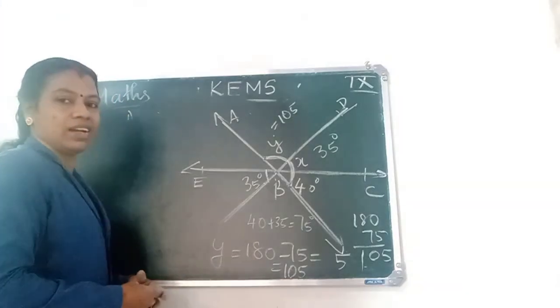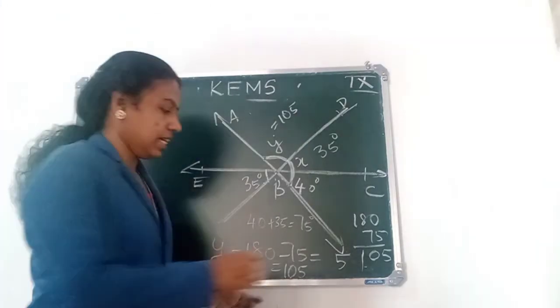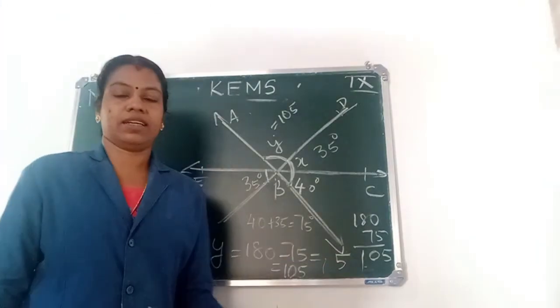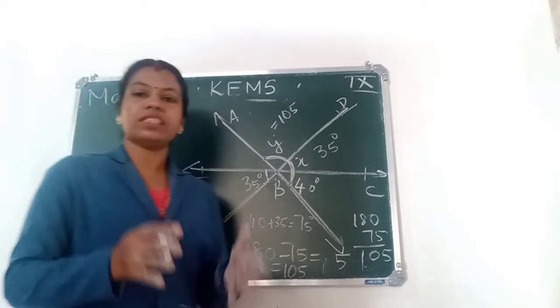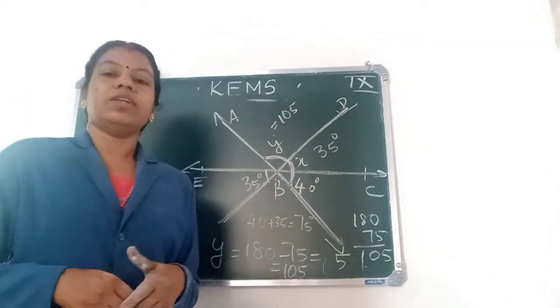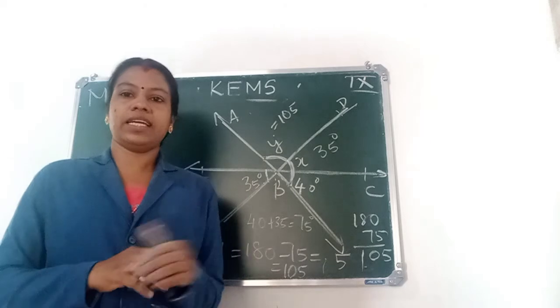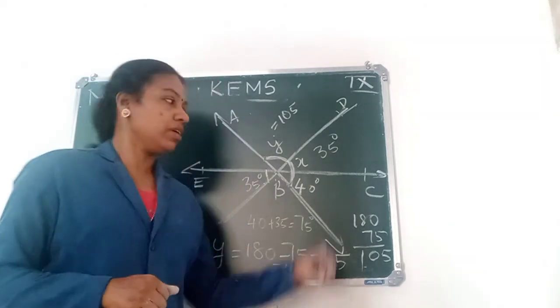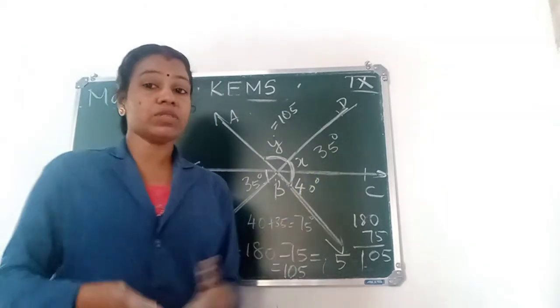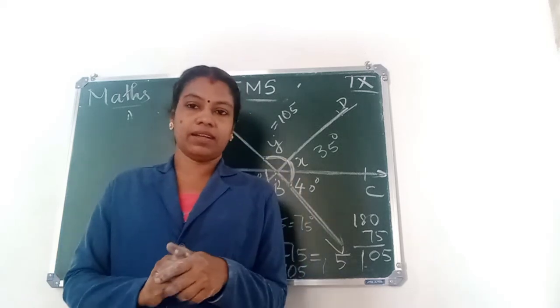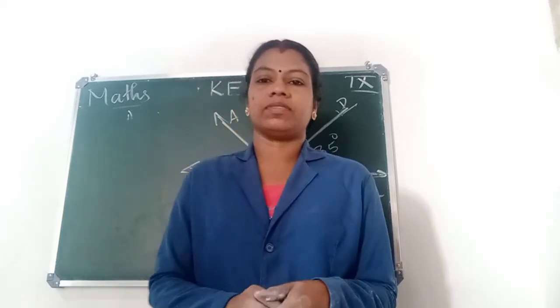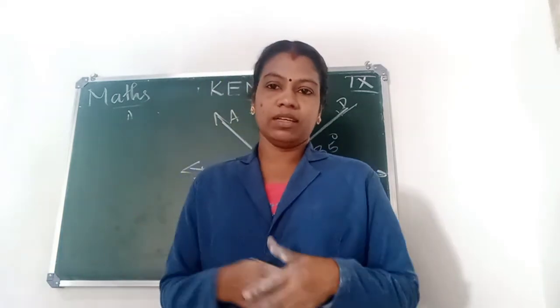Total 180. Clear? Just note down the reason because it is a linear pair. Just find the value and note down the reason. Here we use linear pair for y. For finding x, we use vertically opposite angle property. Okay, clear? So this way, we can solve all other questions.